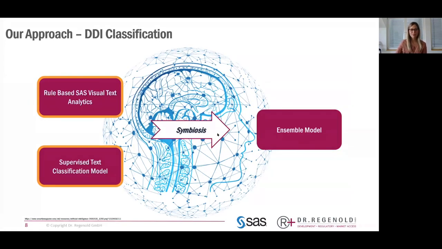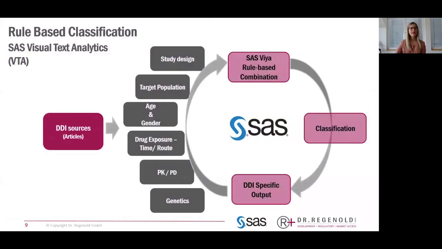We had different approaches. First, we have a rule-based approach in SAS Visual Text Analytics. Then we came up with a supervised text classification model, and then we combined them both. But let me start with the rule-based approach. For the rule-based approach, we used SAS Visual Text Analytics. We fed all our drug-drug interaction articles into SAS VTA. And then we, and by we, I mean us, the domain experts, built rules around drug-drug interaction and all relevant topics around that. For example, the study design, target population, age and gender, drug exposure, pharmacokinetic, pharmacodynamic, and genetics.